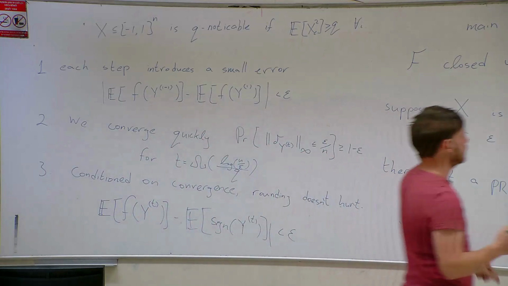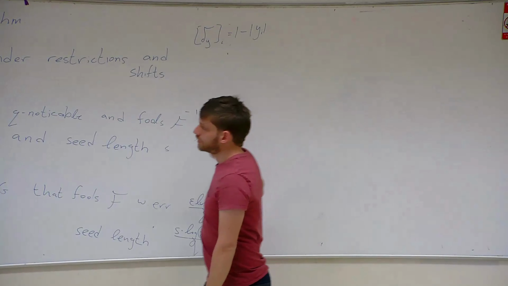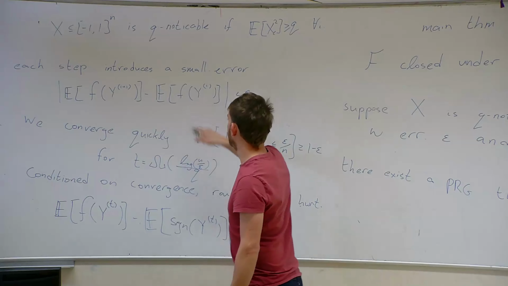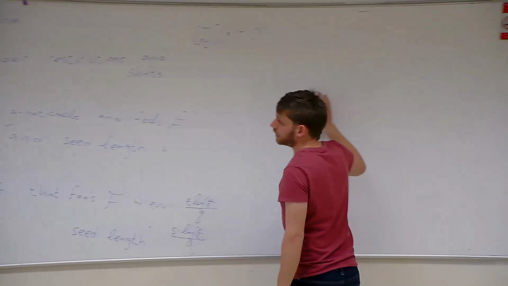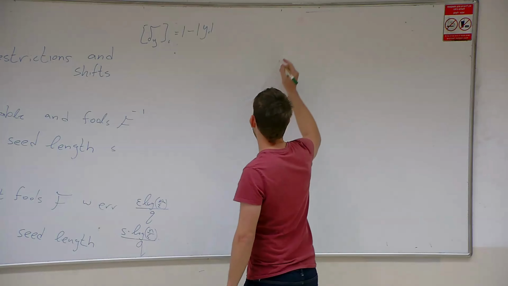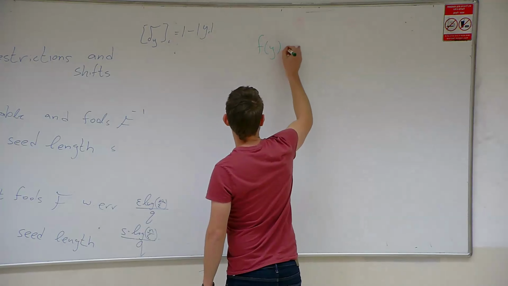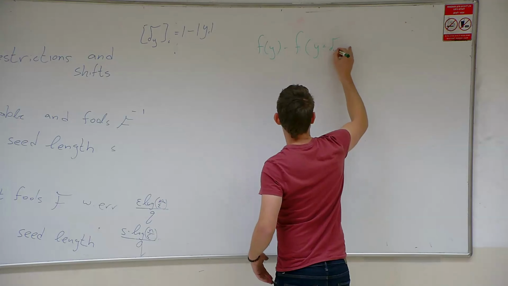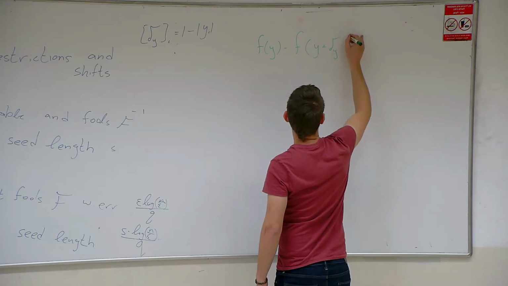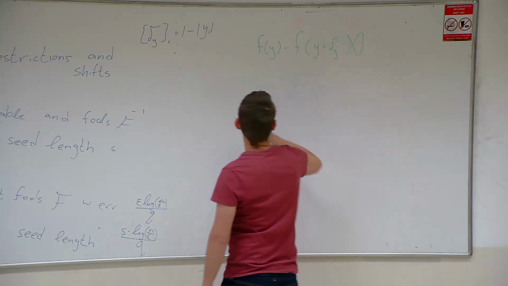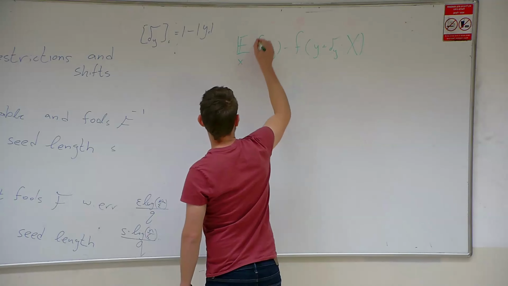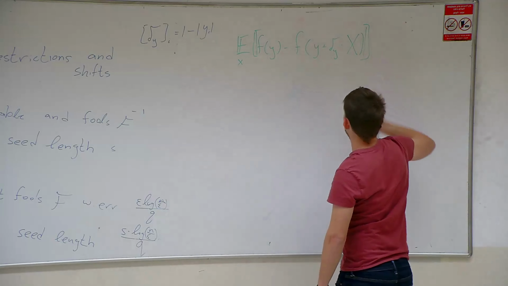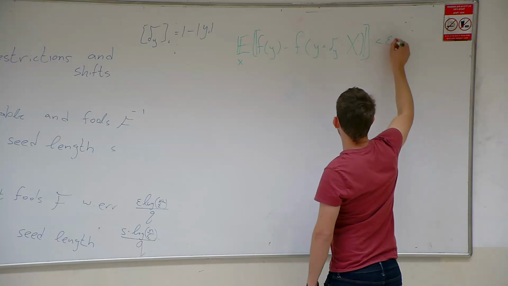So let's write this one. Let's fix y. We'll show something stronger, that for every fixed y, the expectation over x of f of y minus f of y plus delta y times x is smaller than epsilon.